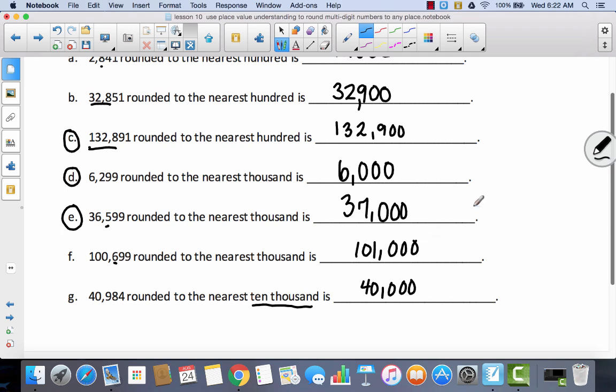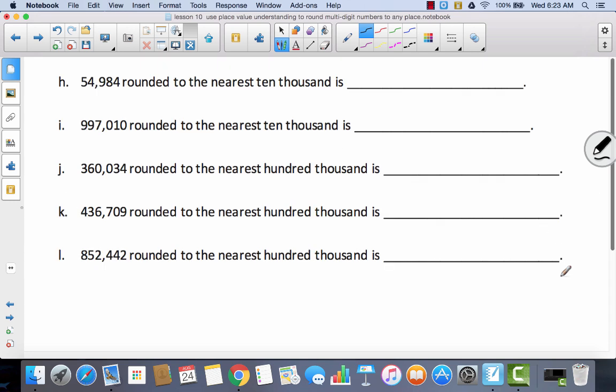Okay? Again, if it doesn't make sense what I'm saying to you, you can always look at a vertical number line. So like take this vertical number line for example. I said that it was between 40,000 and 50,000, or 4 10,000s and 5 10,000s. My halfway point was 45,000. Well, 40,984 is less than halfway, so it rounds to 40,000. So I'm still doing a vertical number line, I'm just doing it in my head. And if you're not to that place, draw it. It took me less than a half a minute to draw that vertical number line.